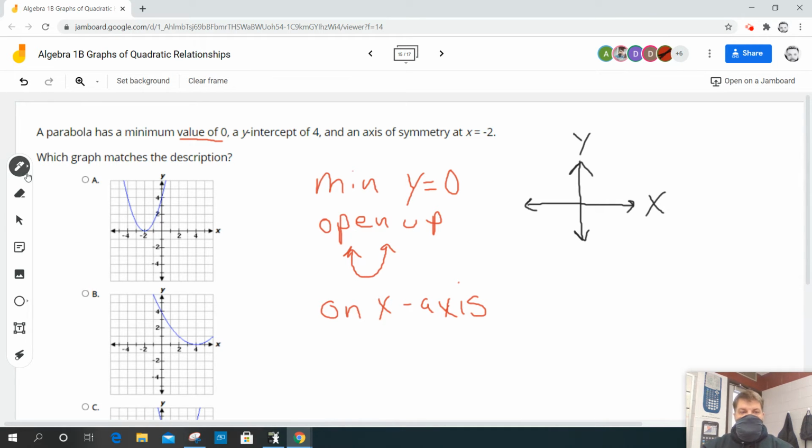Then it tells us it has a y-intercept at 4. So because it has a y-intercept at 4, I'm just going to go over here and go up 1, 2, 3, 4. And then my line of symmetry is at x equals -2. So if I go over 1, 2, I've got like this imaginary line of symmetry.